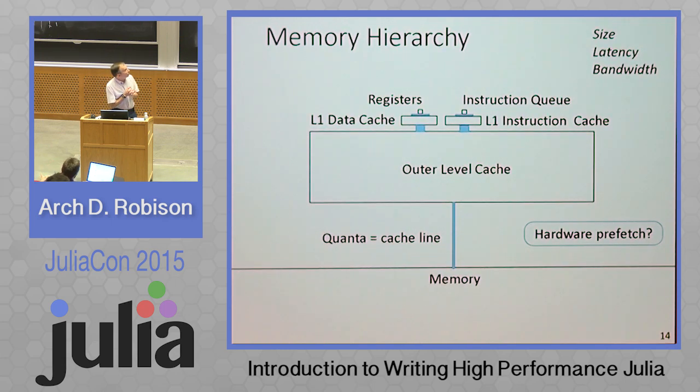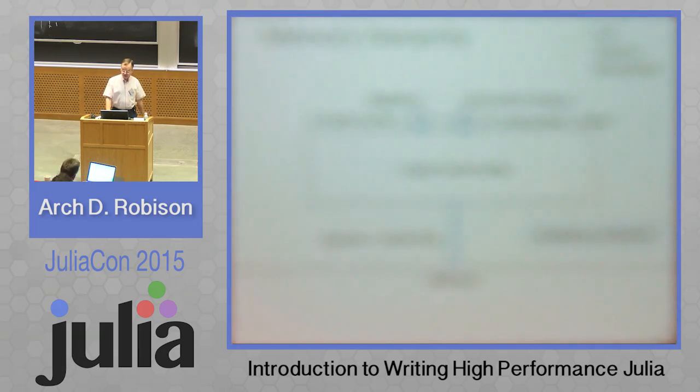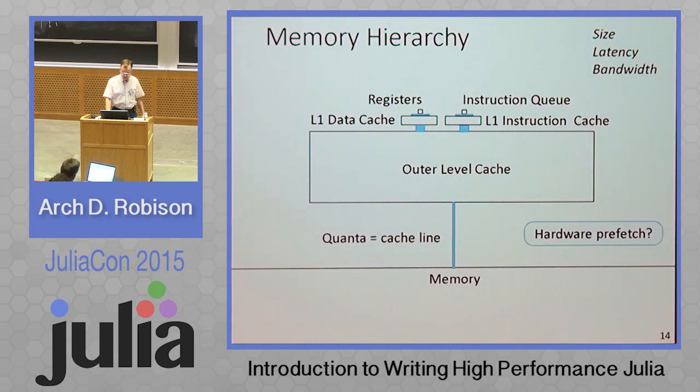So up in the corner, they've listed the three important parameters for a memory system. There's the size at each level in the memory hierarchy, the latency, how long it takes to transfer stuff, and the bandwidth, how fast you can transfer stuff between the pieces. The latency is basically how long it takes to get the first response out of the memory system, and the bandwidth is how fast you can transfer stuff once things are going.